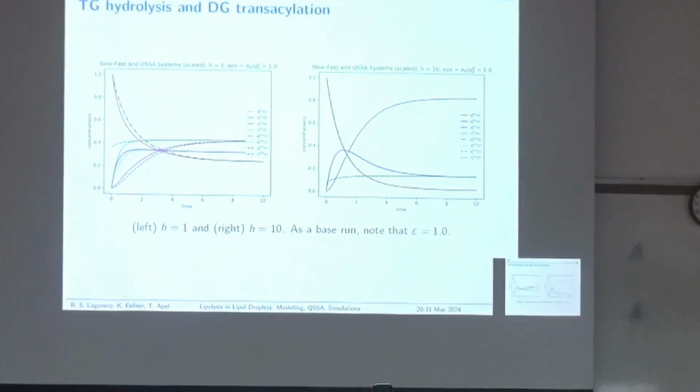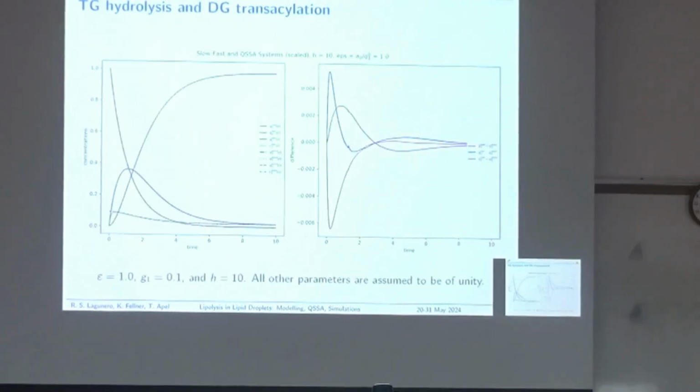Finally, these are some numerics of the original slow-fast and QSSA systems. This is for epsilon equals 1, so even for epsilon equals 1, you obtain a close enough approximation. But if you increase, for example, the parameter h, you obtain a better approximation to the slow-fast system.